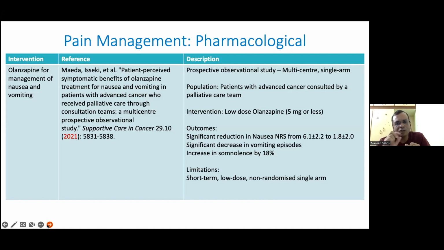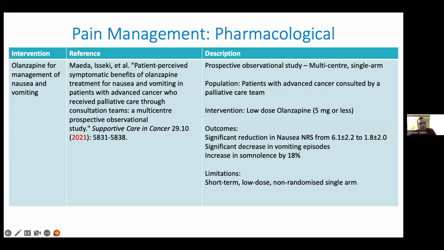And they used low dose olanzapine as the intervention, that is only 5 milligram or less. And the outcome of this study was that it showed significant reduction in the nausea on a numerical rating scale. So there was a numerical rating scale, which is a 0 to 10 scale, and patients were asked to grade their nausea. And you can see from an average of around 6, it has fallen to around 2. So there was a significant reduction in nausea on the numerical rating scale.